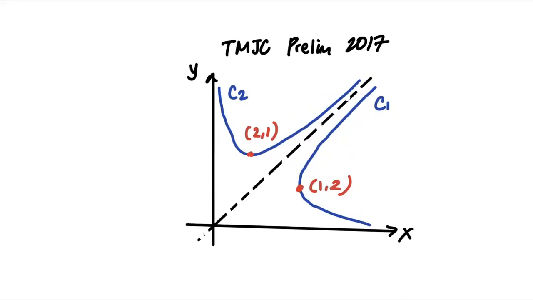I repeat again. On the screen here, you have two graphs, C1 and C2. I tell you that C1 is being reflected along the line y equals to x, and you get C2. The question is: is C1 an inverse of C2? Yes or no? For 1 mark, and explain your answer.